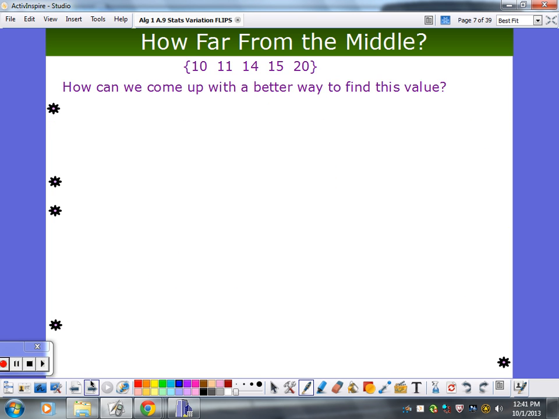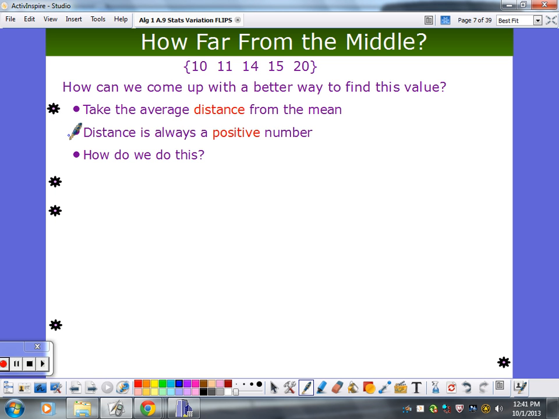So we want a better way to deal with these values. We're going to use distance instead of how far above or below, because distance is always positive. Do I say I live negative 3 miles from school? No. Distance is a magnitude, a value describing how many miles. I'm 3 miles away, so it's always positive.